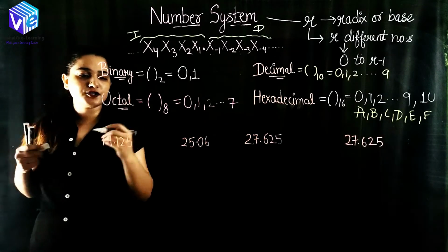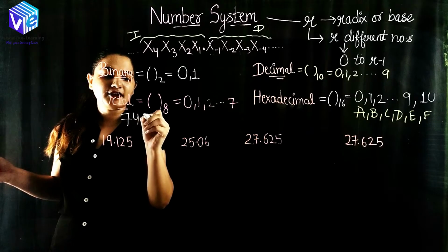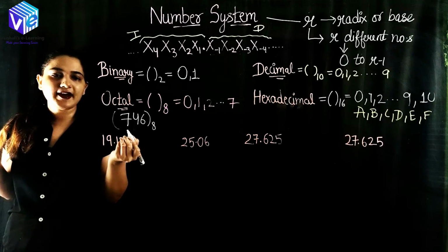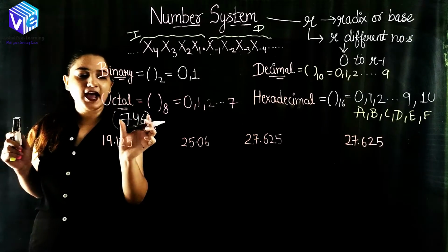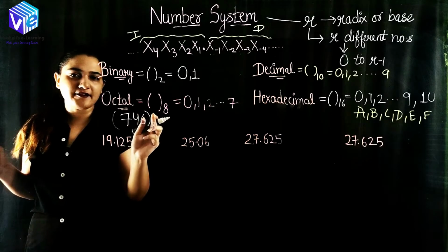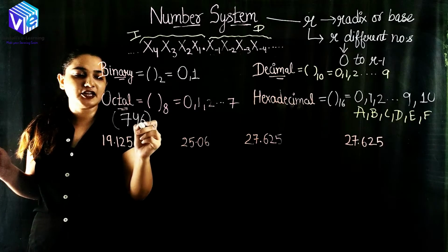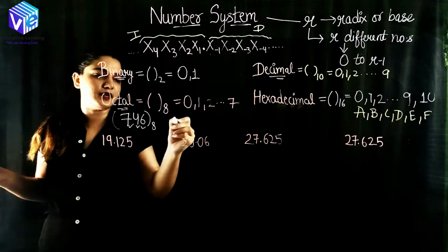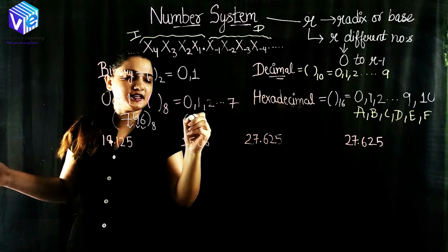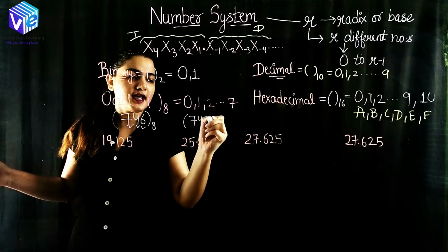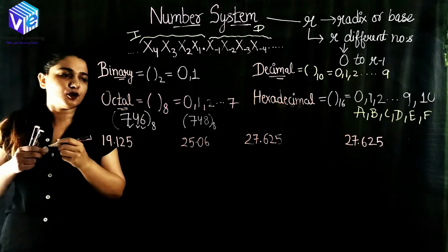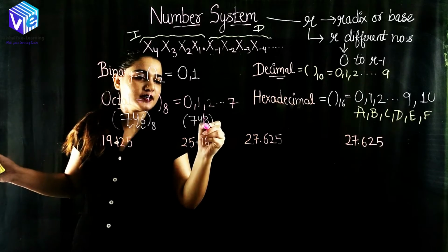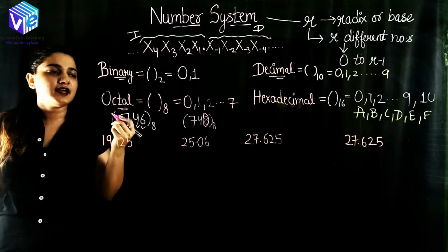Now let's suppose I give you an example. I have the number 746 base 8. Is it a valid number? Here we should have the numbers from 0 to 7 only. Yes, all of the digits are in the range 0 to 7. This is valid, and this is valid. So it's a valid number. If I give you another representation, 748 base 8, is it a valid number? Here I have one problem: I cannot represent an octal number with 8.